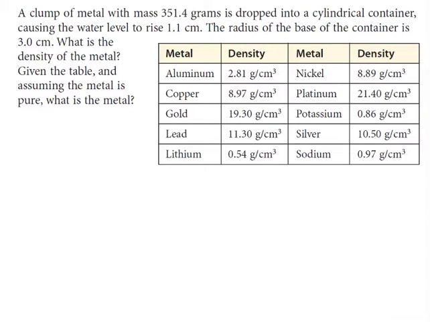So let's go and look at this here. It says a clump of metal with mass 351.4 grams is dropped into a cylindrical container, causing the water level to rise 1.1 centimeters. The radius of the base of the container is 3 centimeters. What is the density of the metal? Given the table and assuming the metal is pure, what is the metal? So density equals what? Density equals mass over volume.